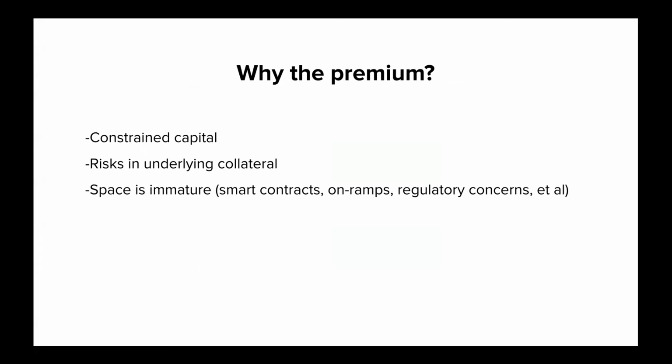There are risks in the underlying collateral, right? You've got ETH, which is a volatile asset, and to the extent it underlies DAI, that's a little bit scary for people. And you've got some immaturity concerns in terms of smart contract risk. How do you get money in and out? And just this overhang that we deal with in the US around regulatory concerns.